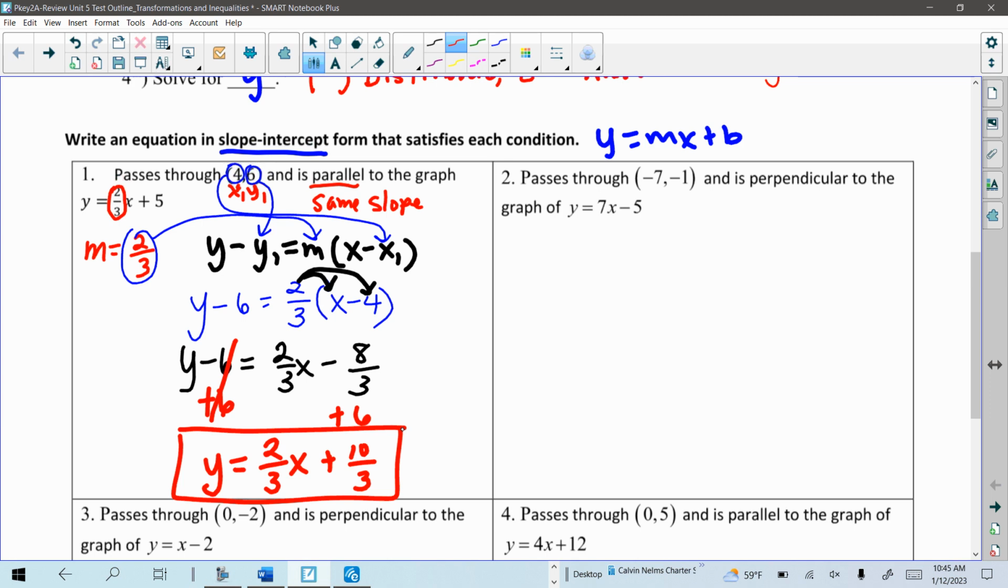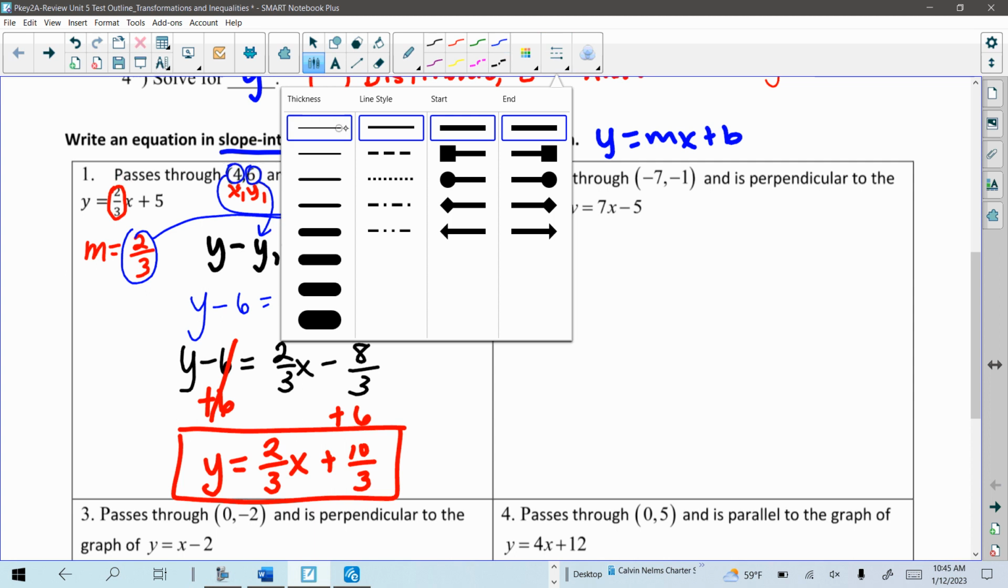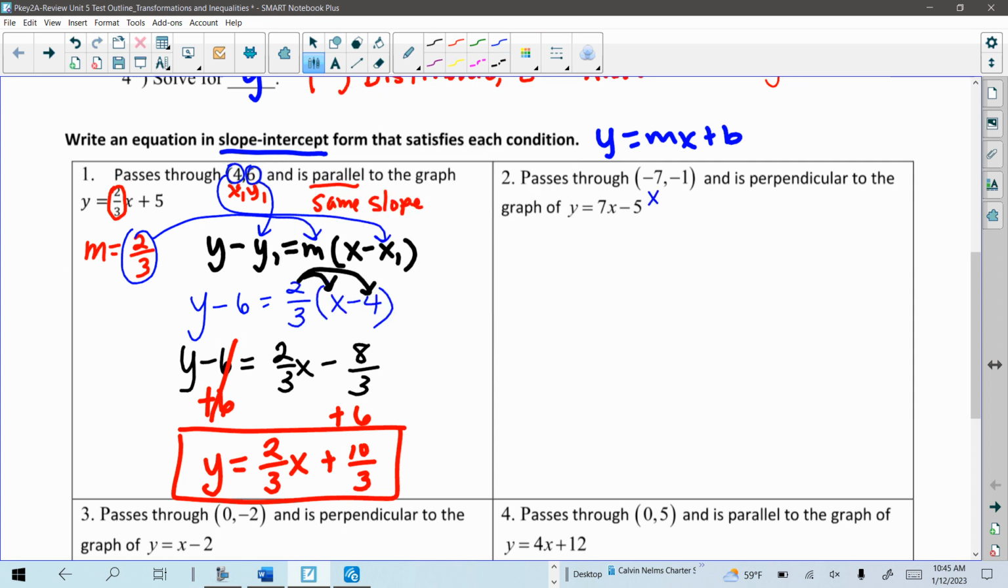So on number 2, same thing. It's passing through a point. They gave us a point. The -7 is your x1. Your -1 is your y1.